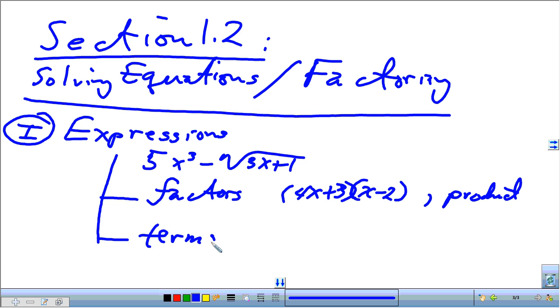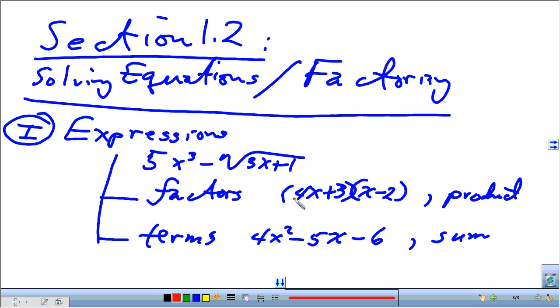And then we also write expressions instead of a product, we might write it as a sum and difference expression, such as 4x squared minus 5x minus 6. So we see this as a sum. So we have expressions that we write as products, others we write as sums. So factors or terms. Terms are part of a sum, factors part of a product.